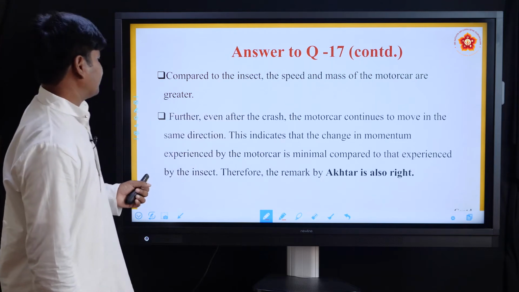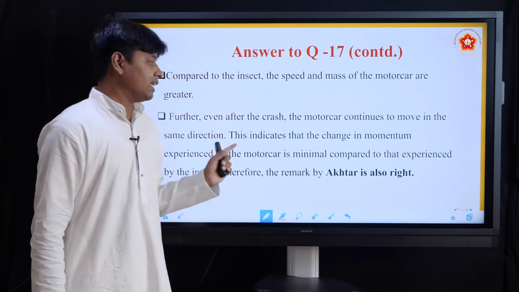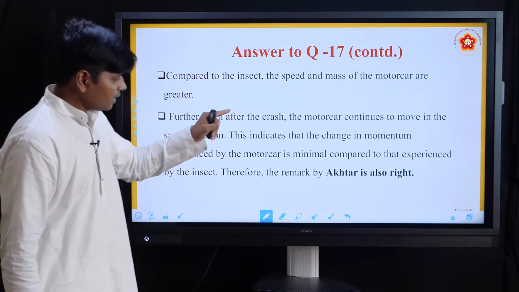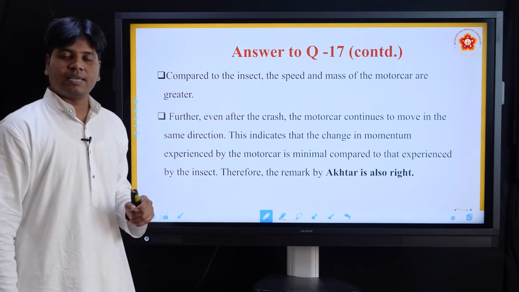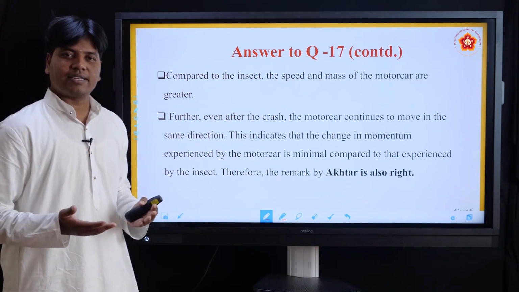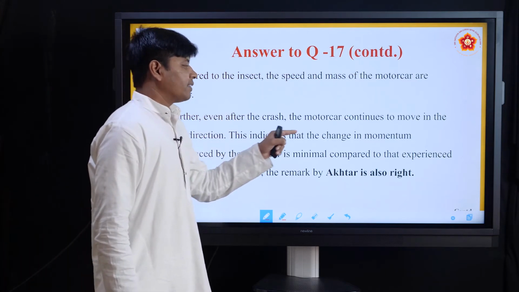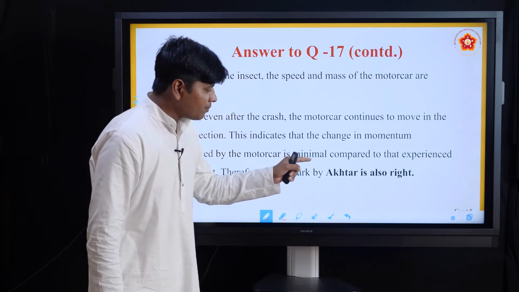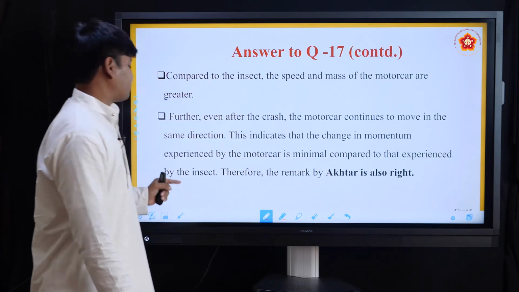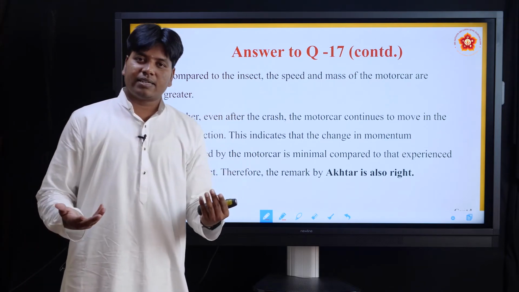Now, the second argument is, further, even after the crash, which we discussed earlier, the motor car continues to move in the same direction. It hardly changes its direction. It continues to move in the same direction. This indicates the change in momentum experienced by the motor car is minimal compared to that experienced by the insect. Then, the momentum change is minimal.